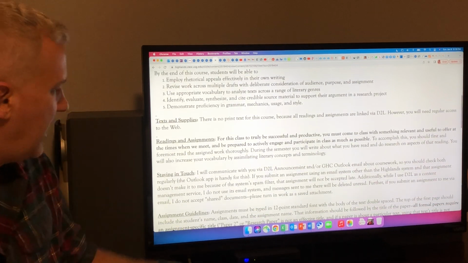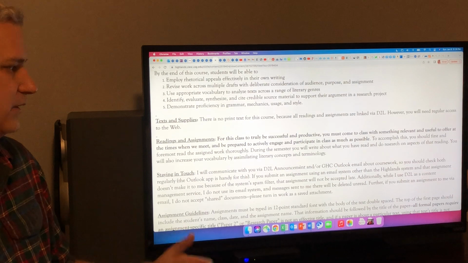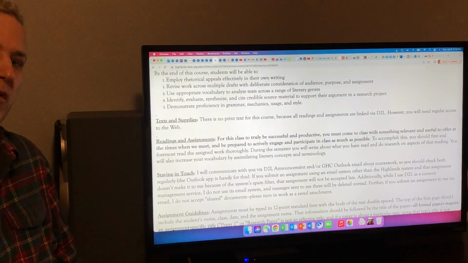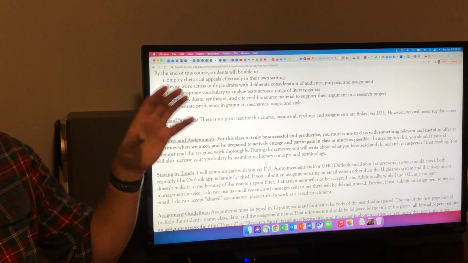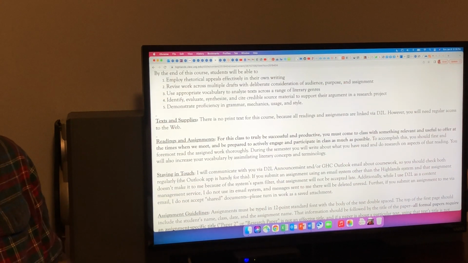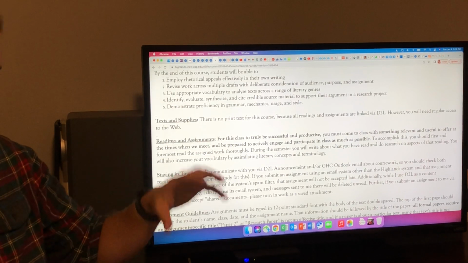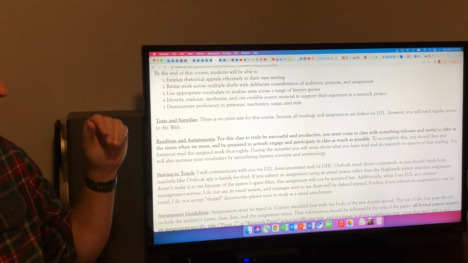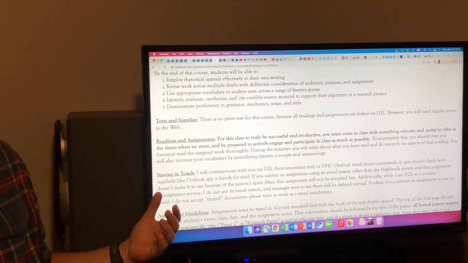The text and supplies: there's no print text for this course because all the readings and assignments are linked in D2L. And they're all broken into reading modules. All the readings in this class are broken into topical things like Gothic and Grotesque or Innocence and Experience. And those modules are laid out in D2L week by week. So you don't need a print text because all the things that we're going to read are linked in there.